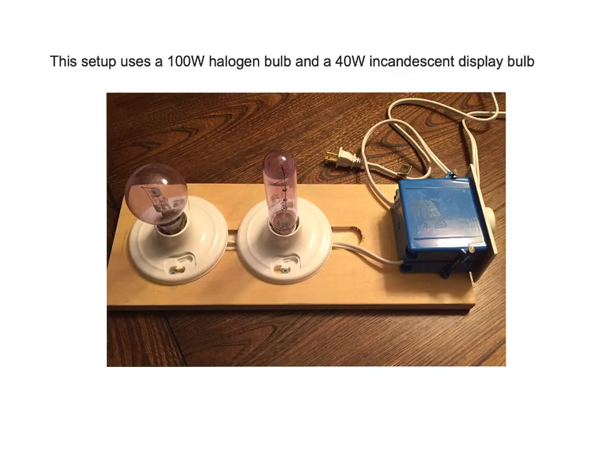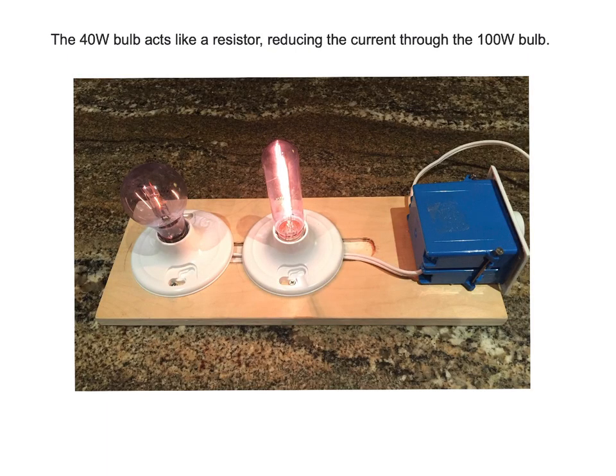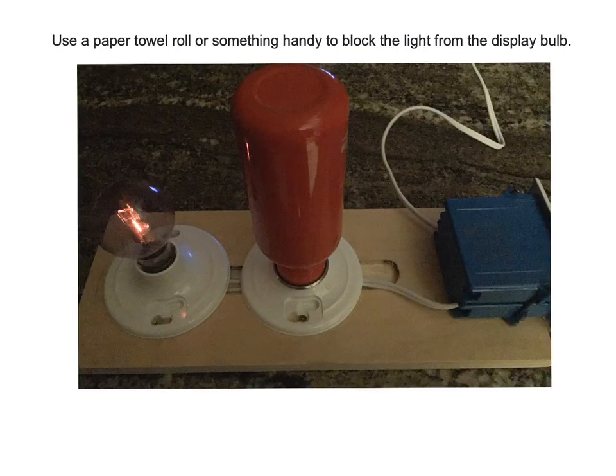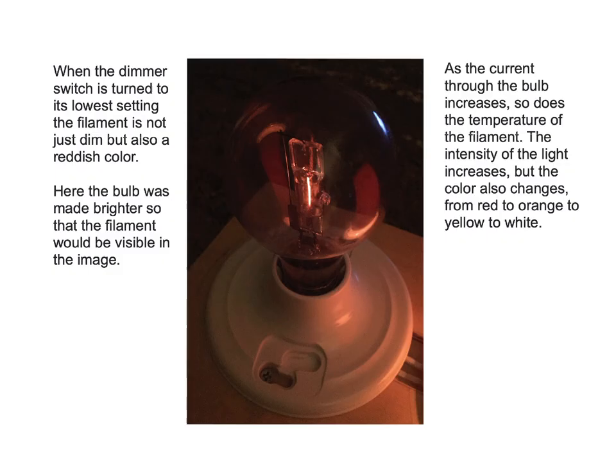Since it's not easy to find 100-watt incandescent bulbs with visible filaments, a halogen bulb was used instead. The 40-watt display bulb acts like a resistor, reducing the current through the 100-watt bulb so that the filament barely glows. Use a paper towel roll or something opaque to block the light from the display bulb. This allows you to focus your attention on the filament in the 100-watt bulb.